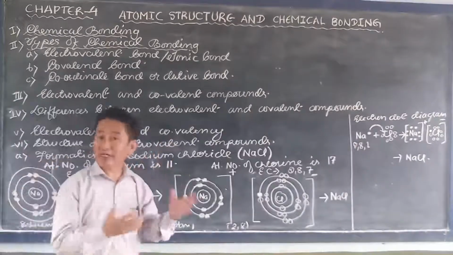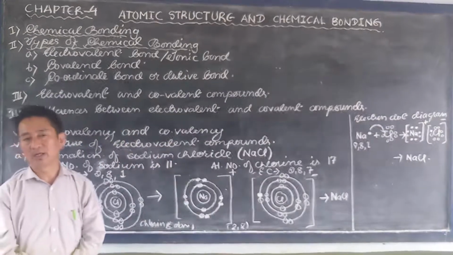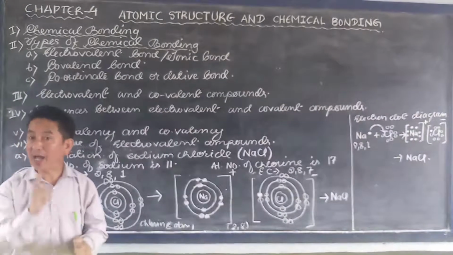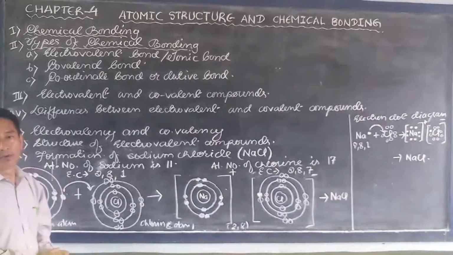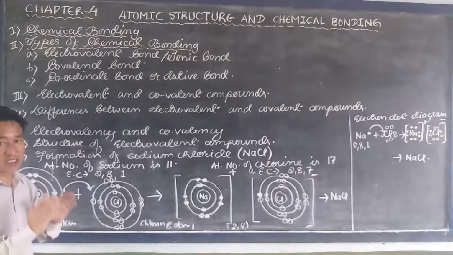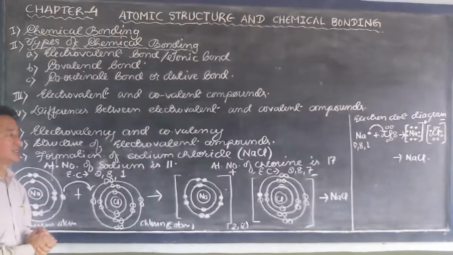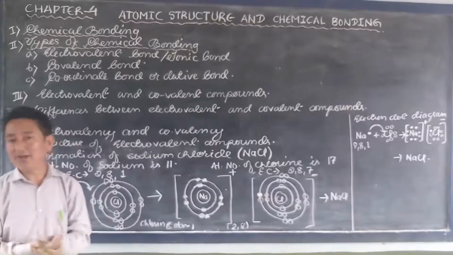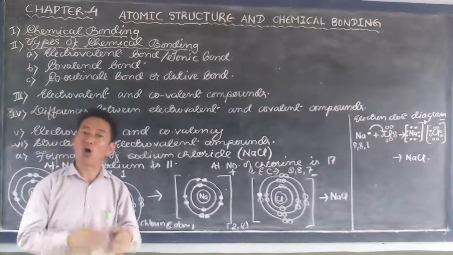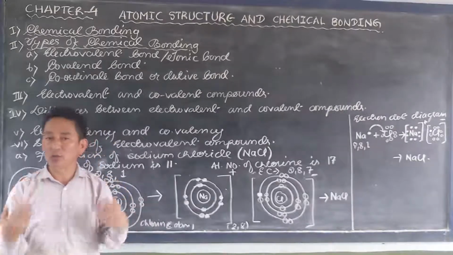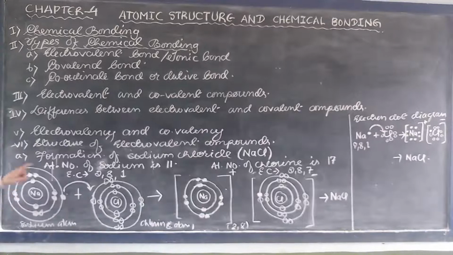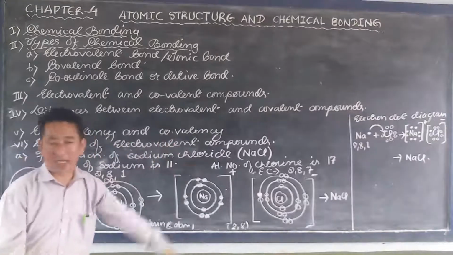Now next, what is covalency? The number of electrons shared by one atom of an element to acquire stable electronic configuration is known as covalency. Stable electronic configuration is outermost cell completed in octet or duplet. Now next, the structure of electrovalent compounds.